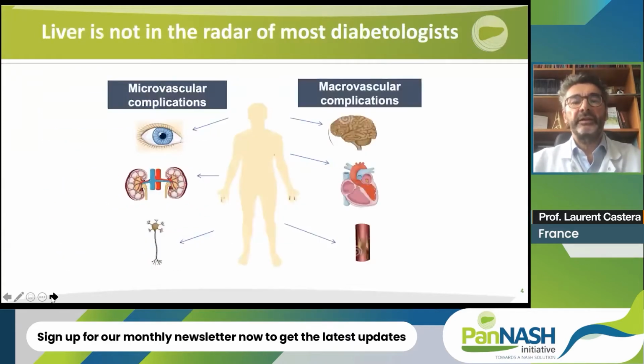So the fact is, in the current practice of most endocrinologists or diabetologists, the liver is not on their radar. They're used to checking for microvascular complications, including eye, kidney, nerves, and macrovascular complications, including brain, stroke, for instance, myocardial infarction, or vascular disease, but the liver is not on their radar.